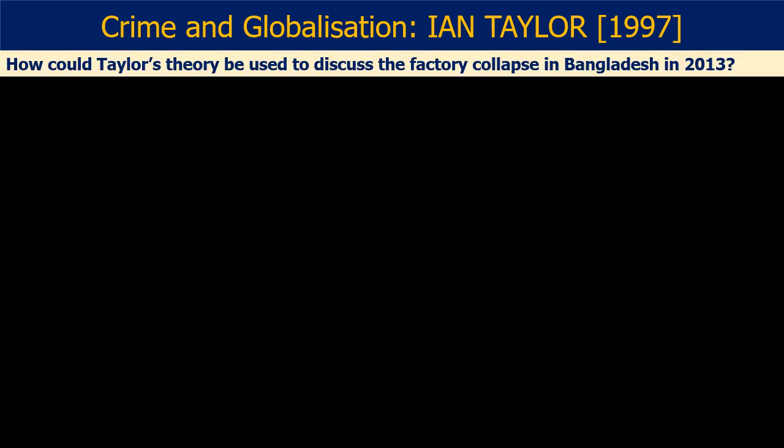I'm going to show you a short video which was all about the collapse of a factory in Bangladesh in 2013. You've got a space in your booklets here to make some notes on how we can link Taylor's ideas regarding globalisation, creating increased inequality, and make links to the disaster that happened in 2013.